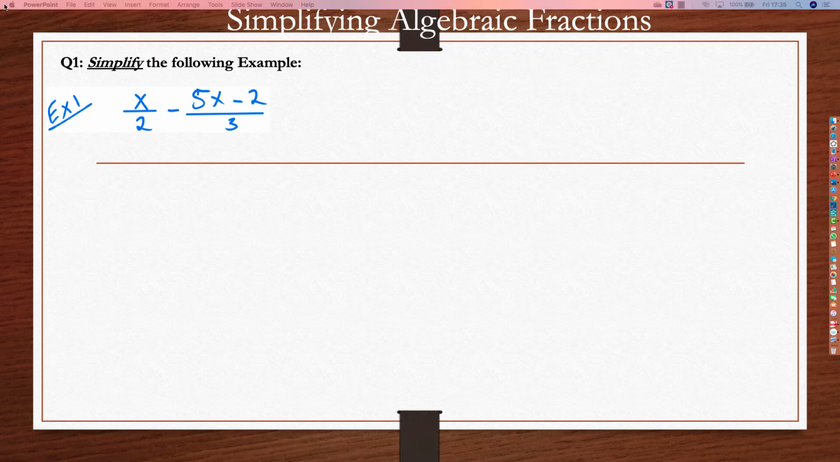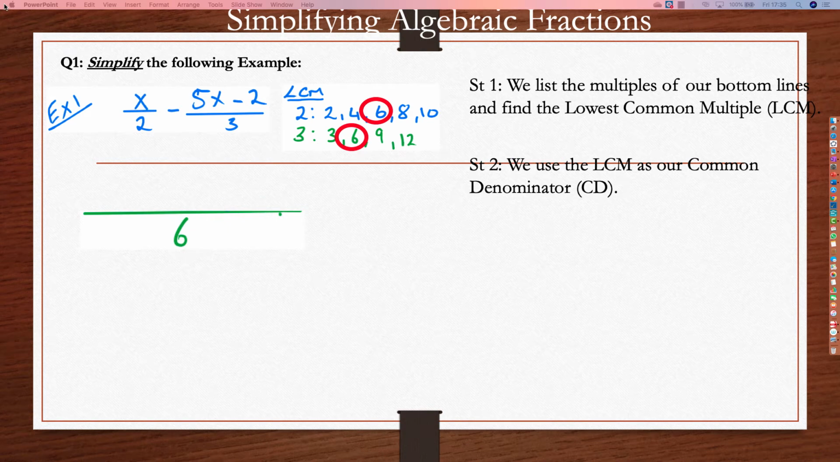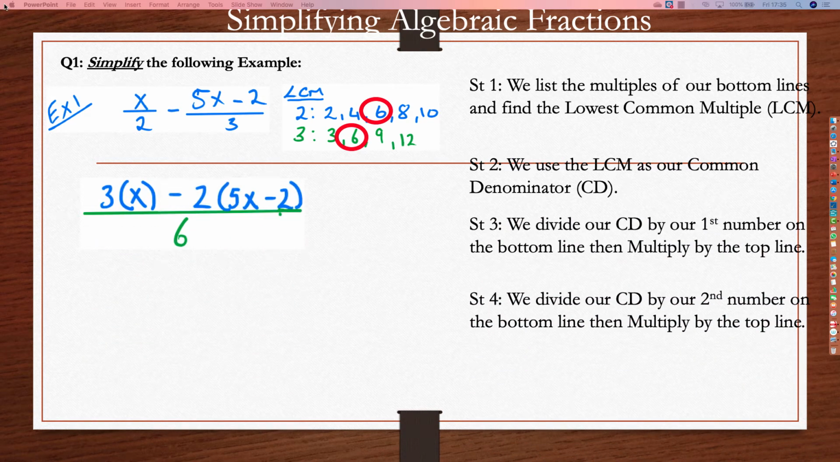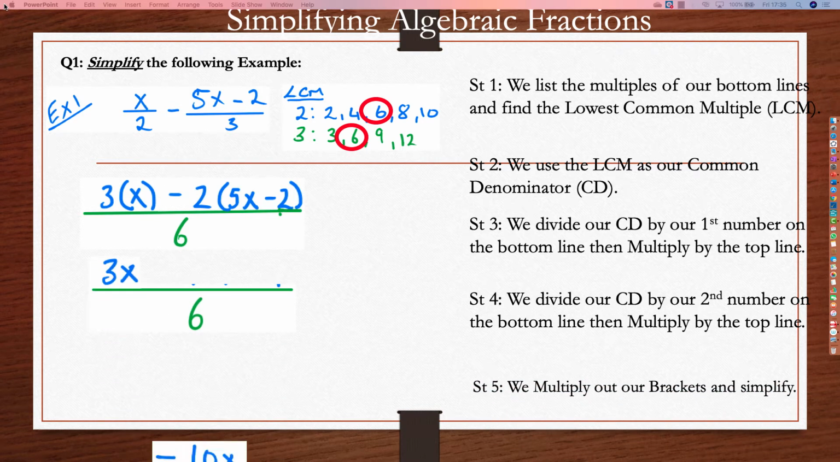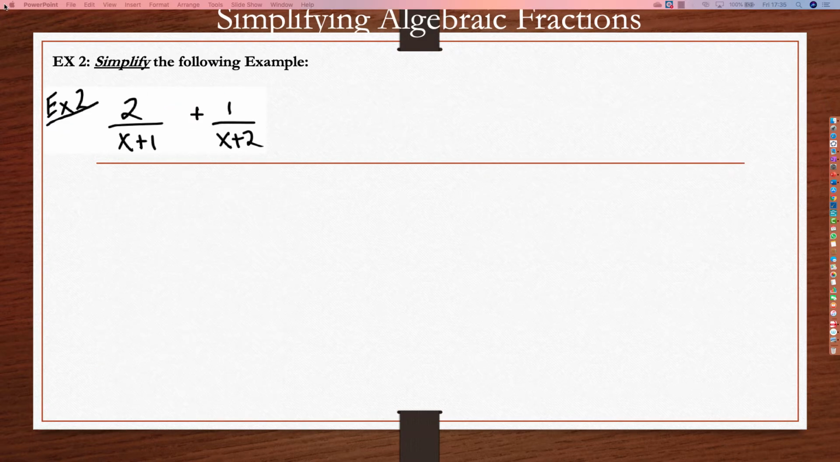We're fairly on the right line with these anyway, good stuff. So, as I said, we get a lowest common denominator of 6. 2 and 3 is 6, so 6 is our bottom line. Then you're going to say 3 times x minus 2 times (5x minus 2), 3x minus 10x plus 4, minus 7x plus 4. You happy with that? Good stuff. Right, off you go.